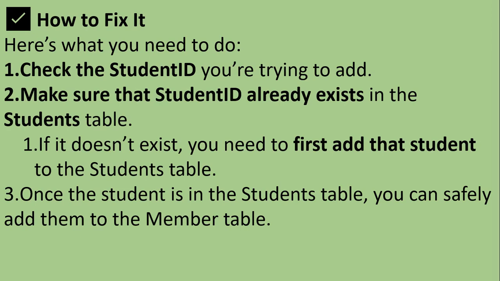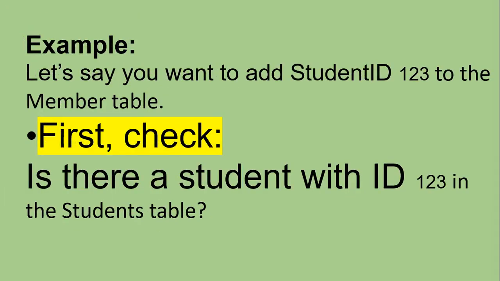Now, how do you fix it? Here is what you need to do. Check the student ID you are trying to add. Make sure that student ID already exists in the students table. If it doesn't exist, you need to first add that student to the students table. Once the student is in the students table, you can safely add them to the member table. So that one is that.